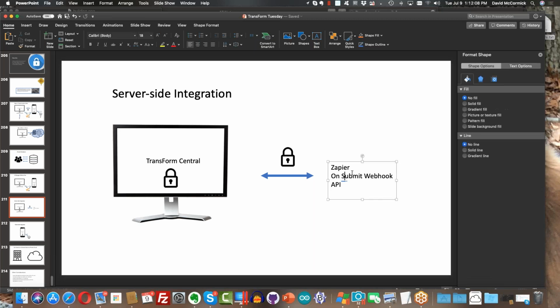Another feature that's built into Alpha Anywhere is an on-submit webhook. So what that means is when data is submitted into TransForm, or when records are synchronized, we can make an API call automatically using a webhook and pass along all of that data. Now, we can absolutely encrypt that data, but it requires that the webhook on the other side also be secure. So that's where a possible weakness is. It's not necessarily in the TransForm system. It's what happens after TransForm delivers that data to the webhook.